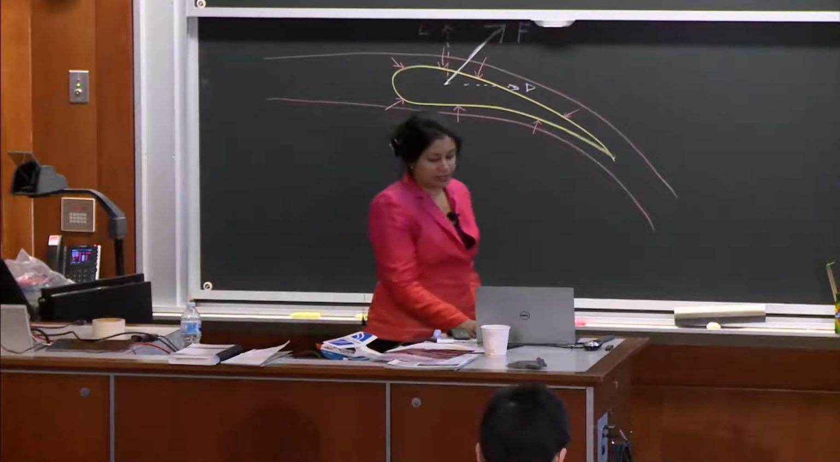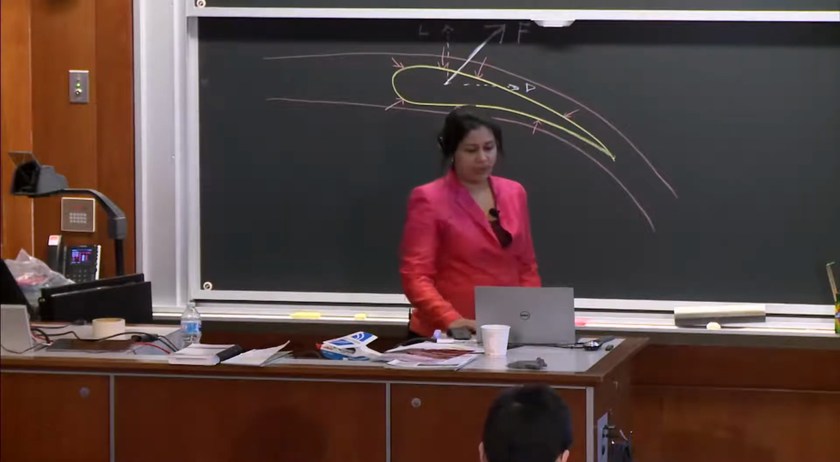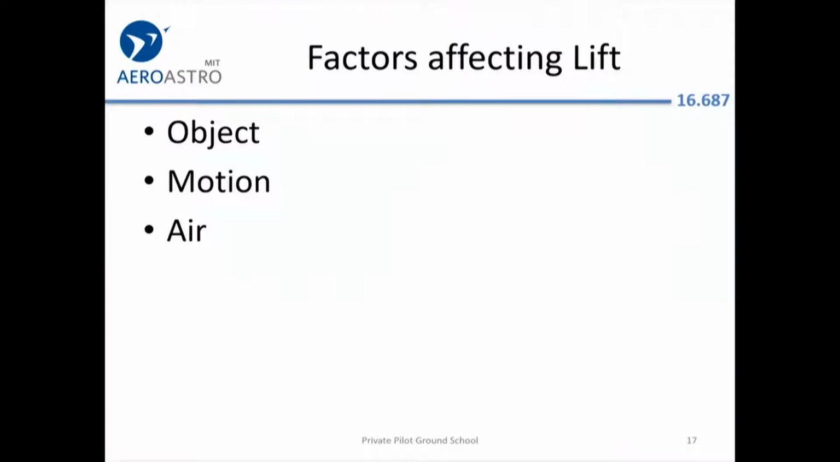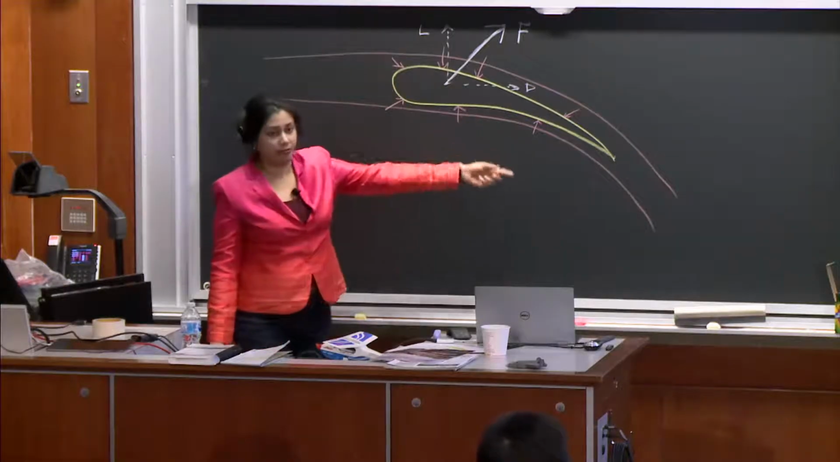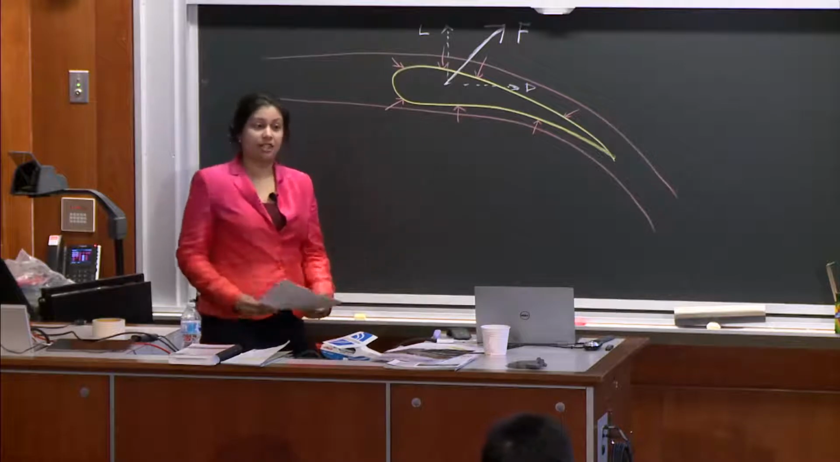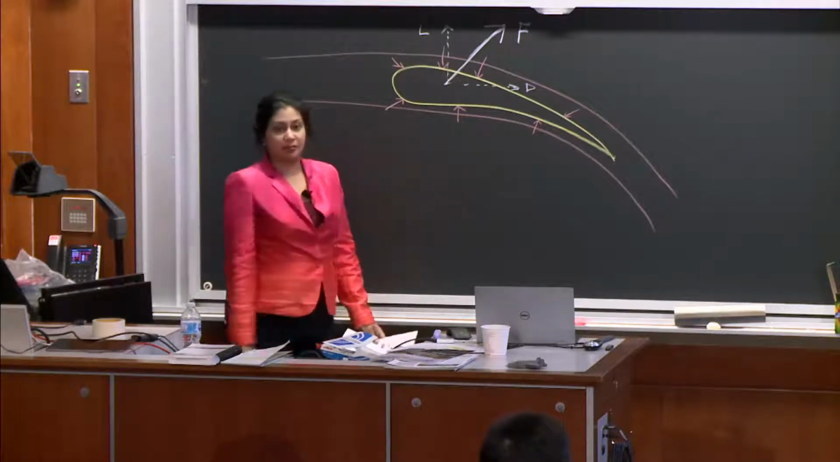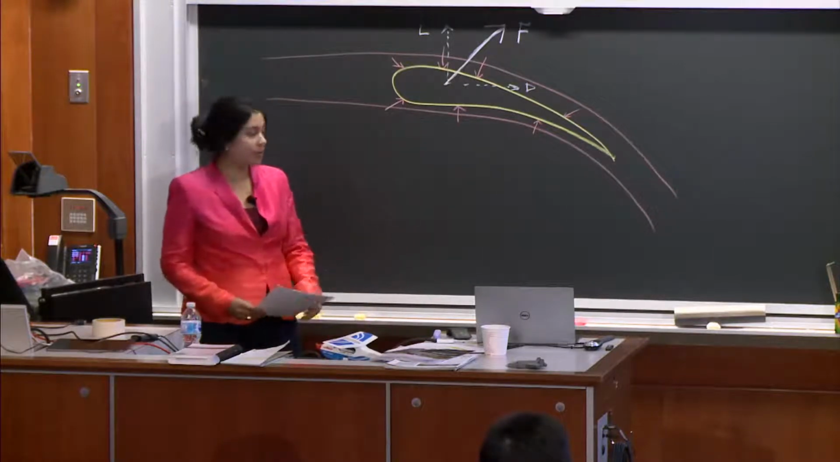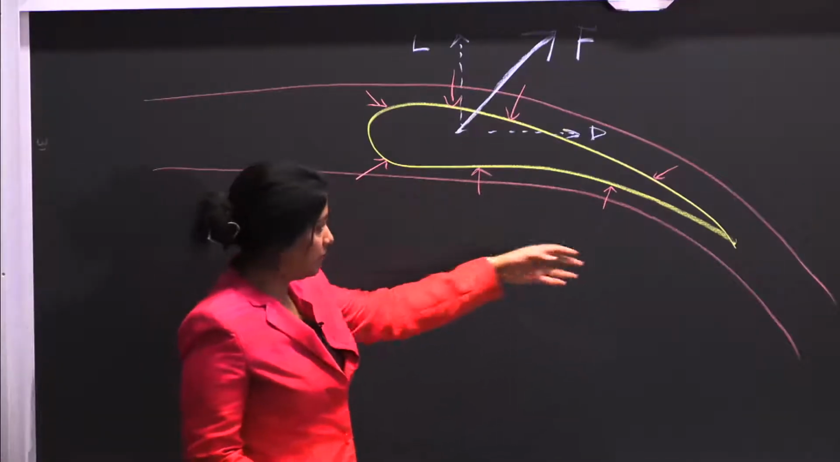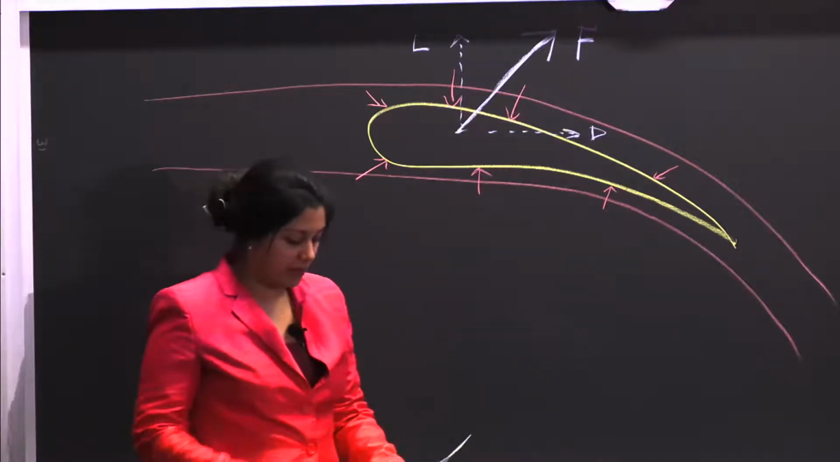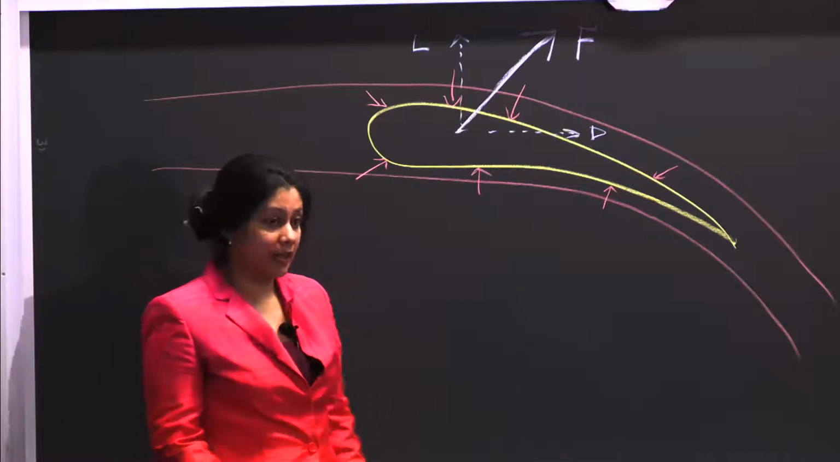So the question is, what factors affect lift? There are a lot of things that affect lift. One has to do with the object itself. I was talking about the shape of the airfoil. We talked about a different shape, which is just a flat piece of paper or rectangle as a shape. You can have a more slender shape, and the way that you modify this shape can significantly impact your lift.